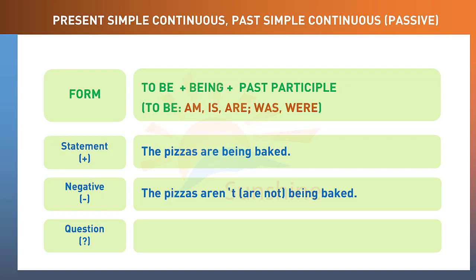Next, a question. Are the pizzas being baked? First, we start with the correct form of the verb to be, are. Remember, the pizzas is plural, so we use are. Then the subject, then being and the past participle. Are the pizzas being baked?